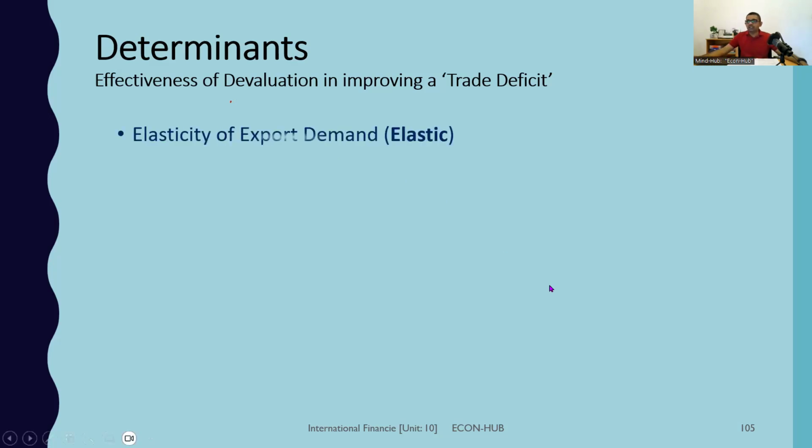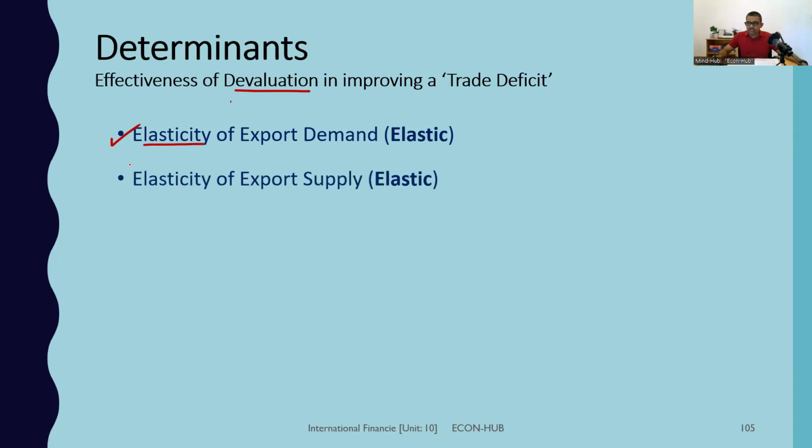First one, don't write, first listen, then I'll give you time to write. First one, we need to have elastic export demand. The demand for our exports has to be elastic. Otherwise, currency devaluation is not going to help. However much we devalue, it's not going to help. Secondly, we need to have elastic export supply. If the currency is devalued and if the rest of the world increases their demand for our goods, we should be able to quickly produce and supply. We should be able to respond quickly. So supply has to be elastic.